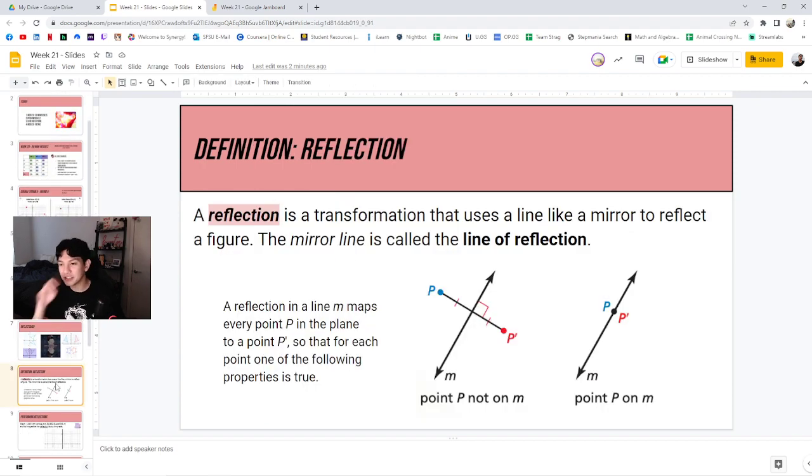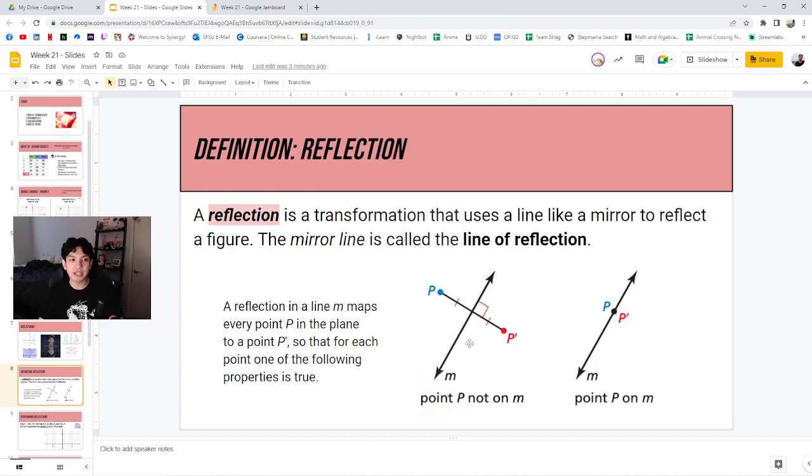So that was our first definition. A reflection is a transformation that uses a line like a mirror to reflect a figure. Okay, you are the figure, and then the reflection inside the mirror is an image of you. So the mirror line is called the line of reflection. Think of the mirror as that line. So a reflection in a line M, line M is just this line over here. It's just this line, and it says M, so it's line M. Maps every point P in the plane to a point P prime.